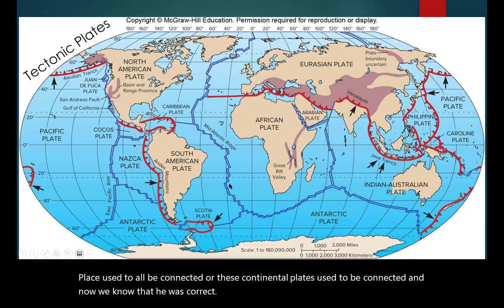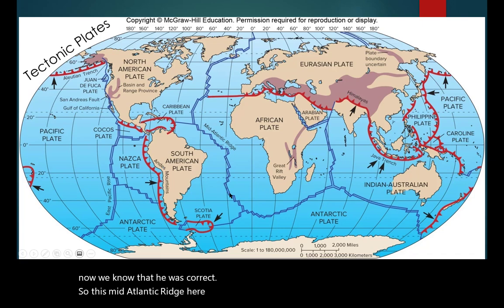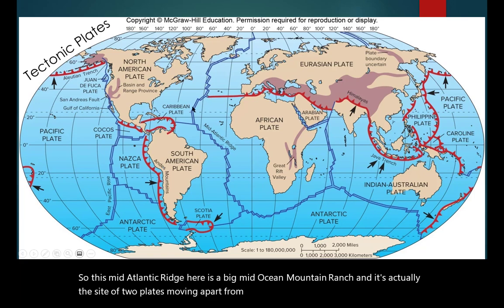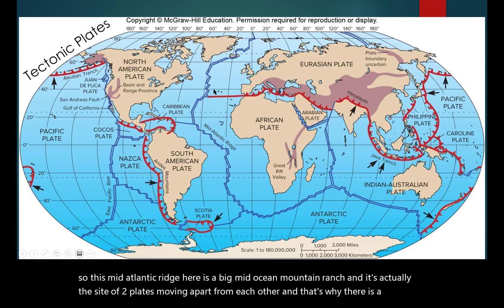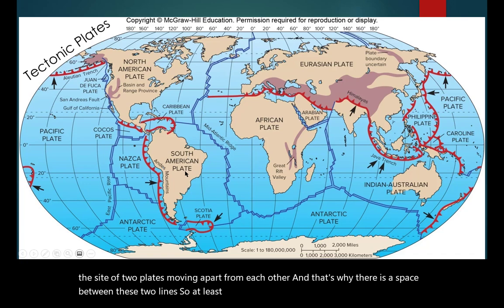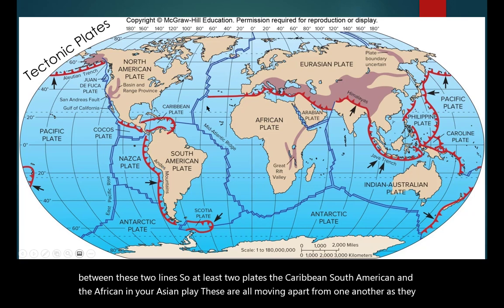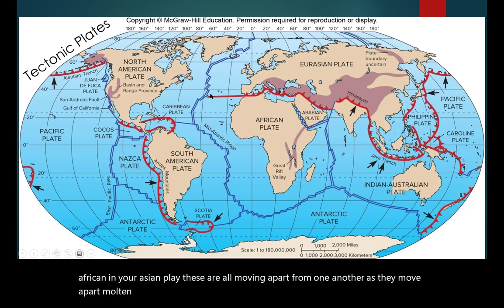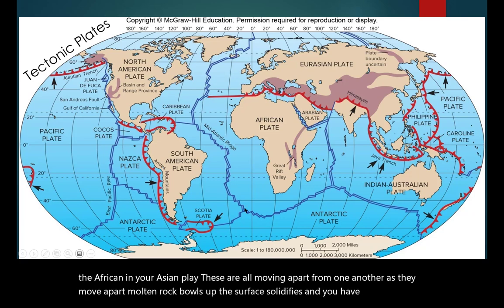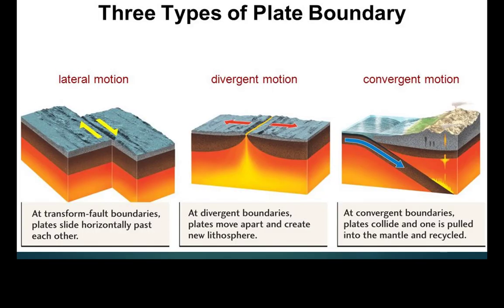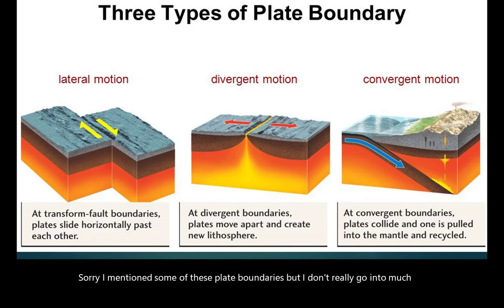So this mid-Atlantic ridge here is a big mid-ocean mountain range, and it's actually the site of 2 plates moving apart from each other. That's why there's a space between these 2 lines. So these 2 plates, the Caribbean, South American, and the African and Eurasian plate, these are all moving apart from one another. As they move apart, molten rock bubbles up to the surface, solidifies, and you have a big mountain range in the center. So I mentioned some of these plate boundaries, but I didn't really go into much detail. So let's do that real quick.